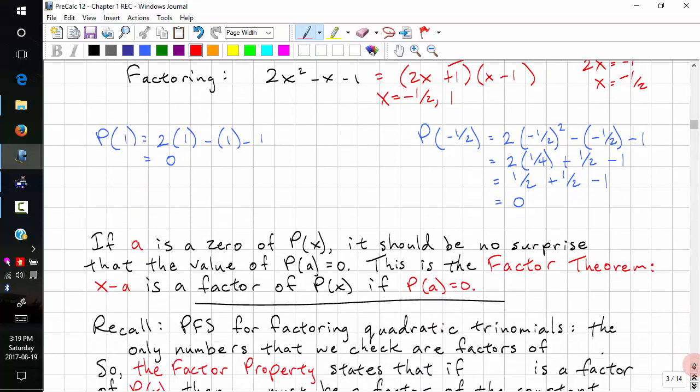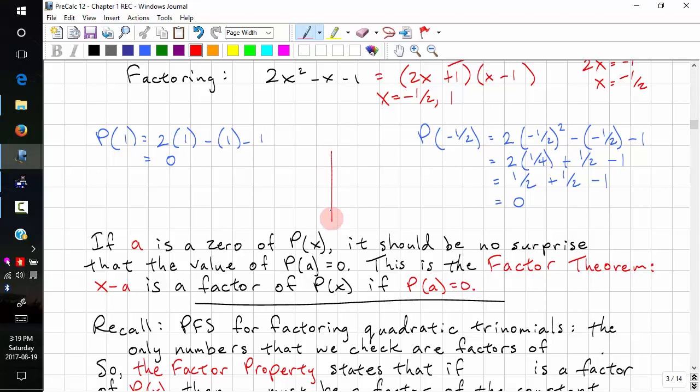Now, if a is a zero of p, it should be no surprise that the value of p of a is going to be 0. And this is the factor theorem. This is our second tool. X minus a is a factor of p of x if p of a equals 0. And again, this shouldn't be a surprise to you.